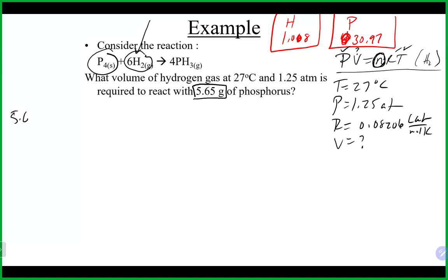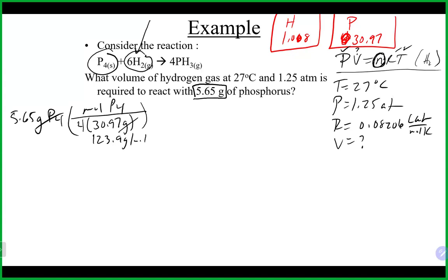So we'll take our 5.65 grams of phosphorus, which is P4. We'll use the molar mass from the periodic table. So that is 4 times 30.97 grams per mole of P4. Again, our grams are going to cancel. That's going to get us 5.65 divided by, and by the way, that's 123.9 grams per mole, give or take. So that's going to get us 0.04561 moles of P4. Remember, again, we're not interested in P4. We are interested here in H2.